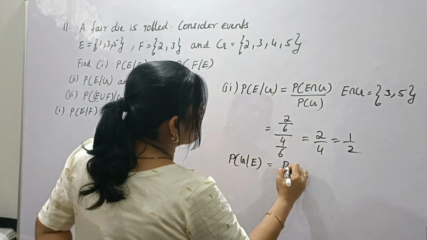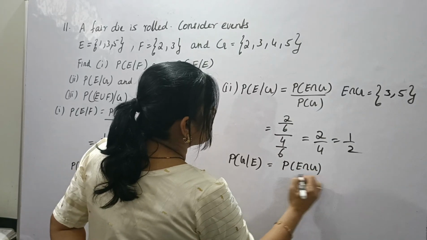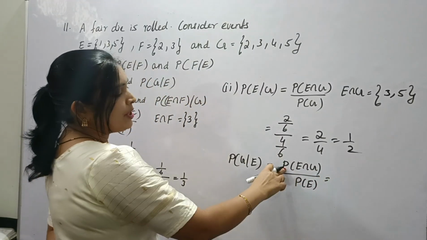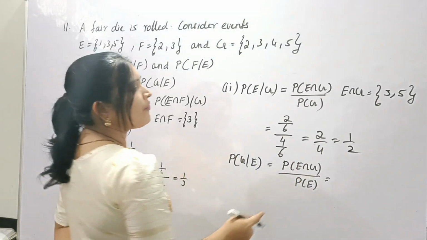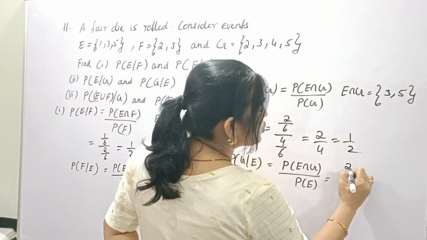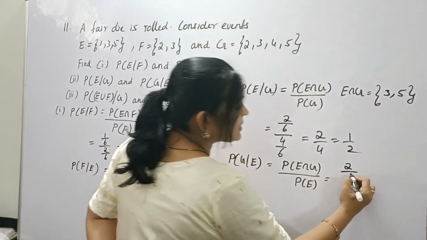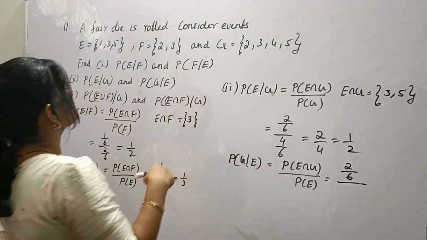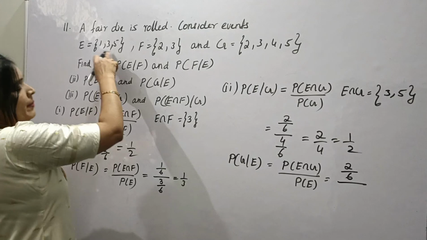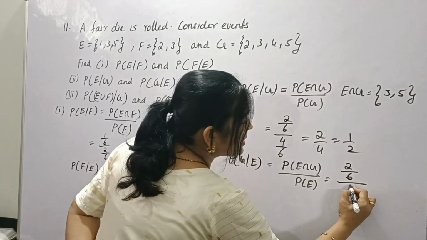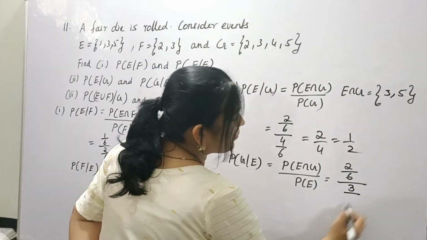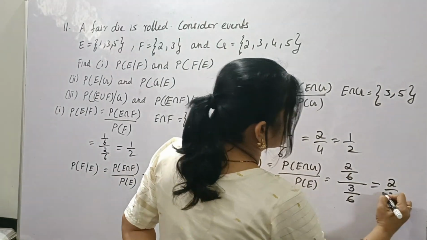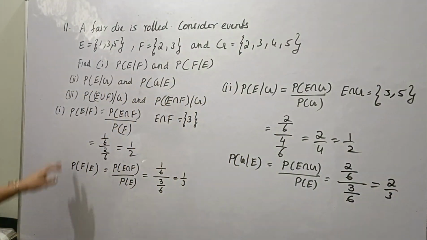Okay. That is equal to probability of E intersection G divided by probability of E. That is equal to the number of elements in E intersection G, 2, divided by the number of elements in the sample space, 6, divided by probability of E, the number of elements in the set E divided by the number of elements in the sample space, that is equal to 2 by 3. Next one.